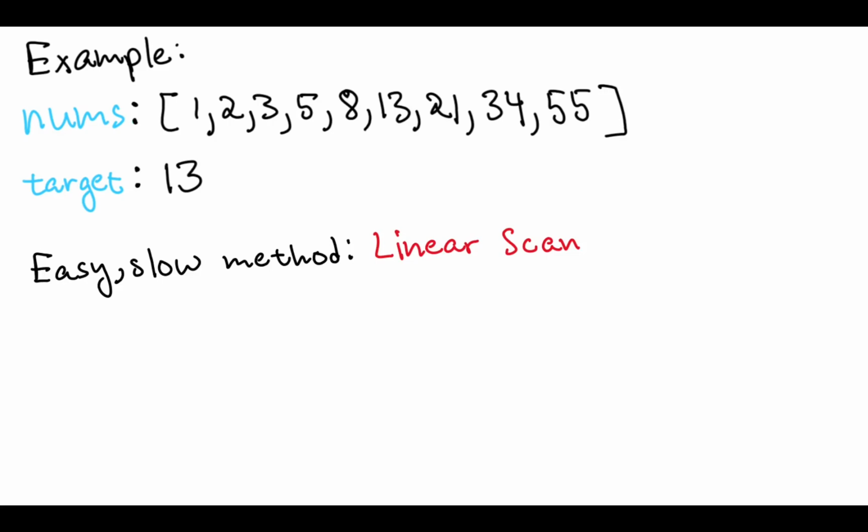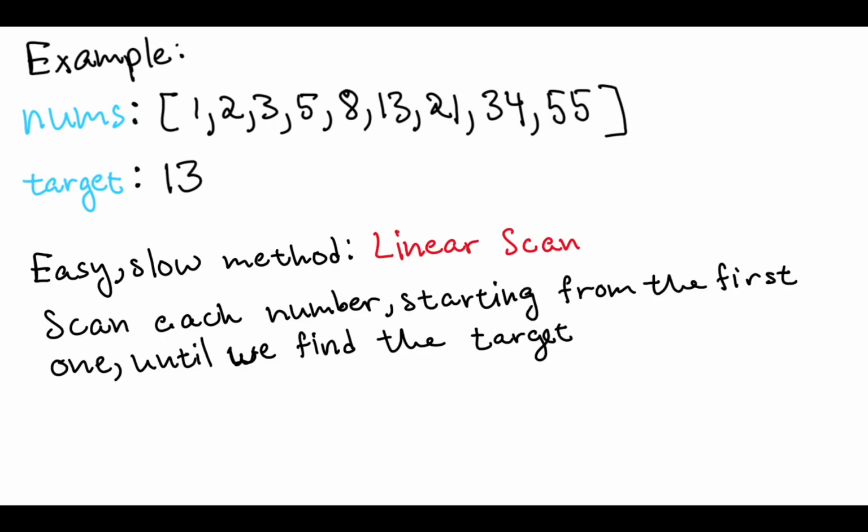If we are given this nums array and this target, then the easy but slow method would be just to do a linear scan. What does this mean? This means that we just scan each and every number starting with the first number until we find the target. So we go one by one, starting from the first number, and for each number we compare with the target to find the index where the target number is. If we are trying to quantify how slow this algorithm is, we would say the complexity of this algorithm is big O of n. This basically means that for an average case, where n is the size of the nums array, we basically have to do, on average, n comparisons. Basically, this is too slow for us.